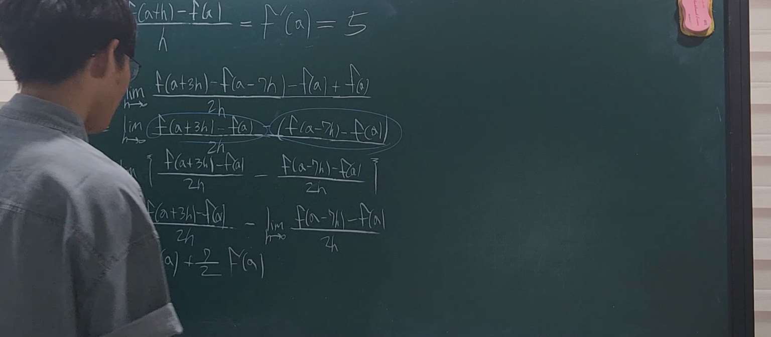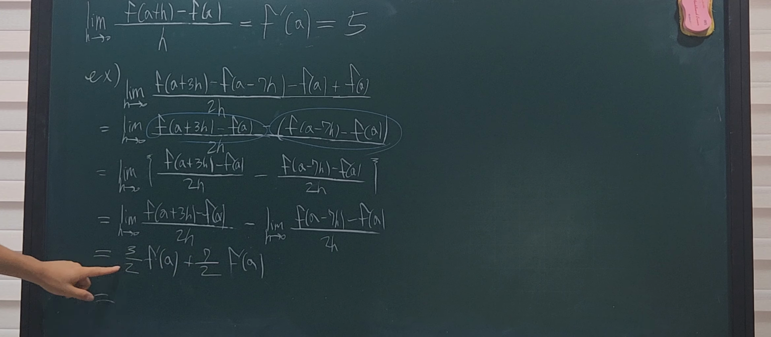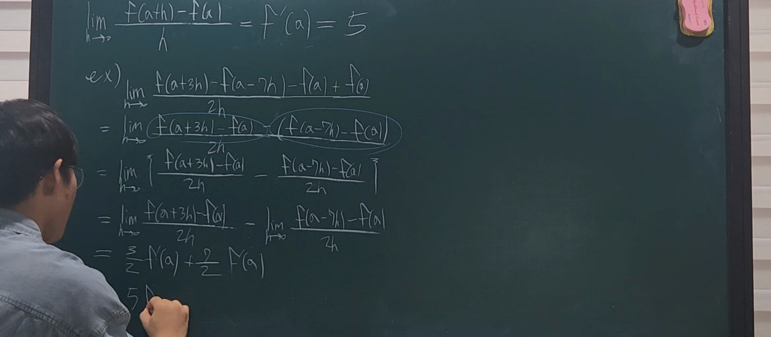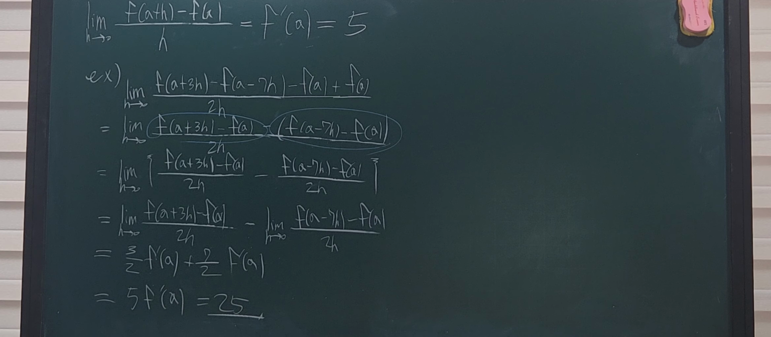And what does this ultimately equal to? Just add these all up: 10 over 2, which equals 5. So 5 f prime a, which equals 5 times 5, which equals 25. Congratulations. That was the third pattern that we are going to discuss.